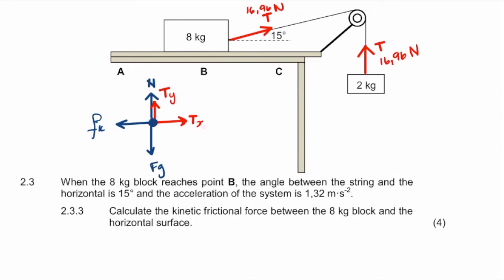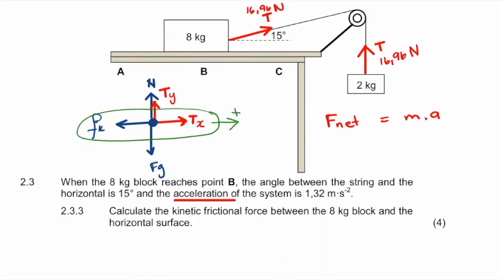And now remember, we are accelerating. And if you're accelerating, it means we are working with Newton's second law. And for that, we will start with F net equals m times a. I don't have to look at up and down because they are cancelling out. This object is not moving in that direction. I have to focus on the direction of movement, and it is moving to the right. So that's going to be the positive direction. So that gives me Tx plus minus the frictional force will be equal to m times a.